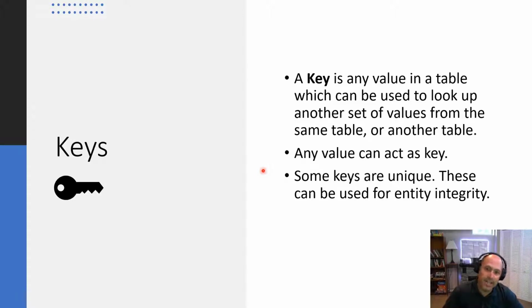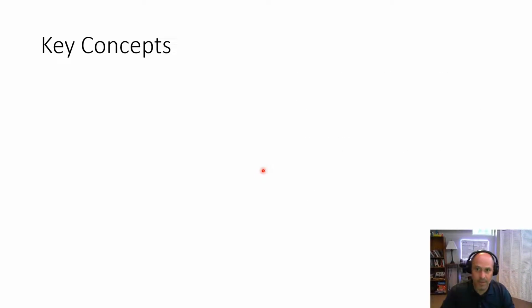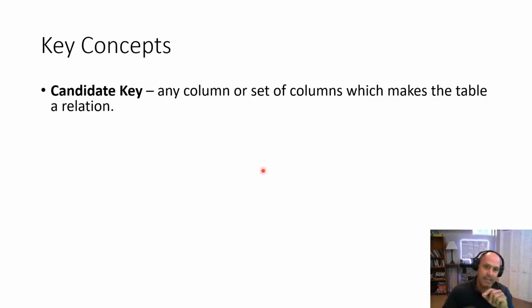Some keys are unique. Those can be used for entity integrity. Some keys are not unique. Some keys are just conceptual. They're just ideas, whereas other keys actually get implemented somehow in the relational database management system. So let's throw a pun out here and talk about some key concepts. One concept is the candidate key. A candidate key is any column which you could use to make the table a relation.